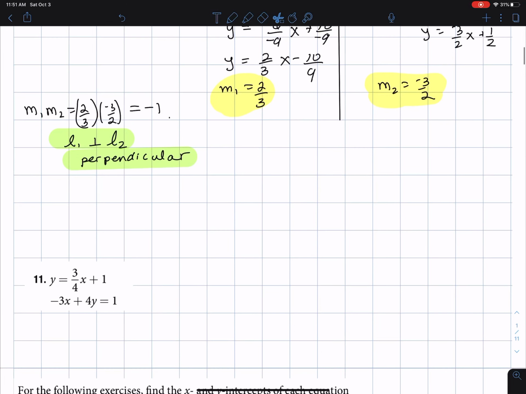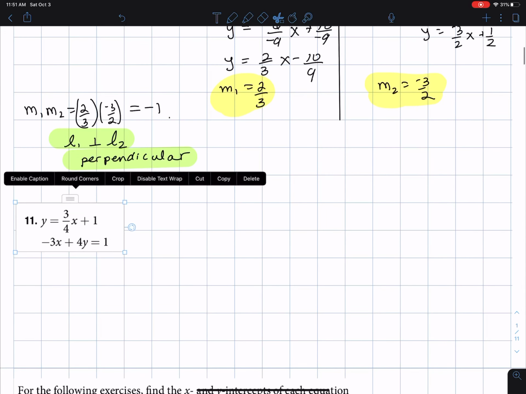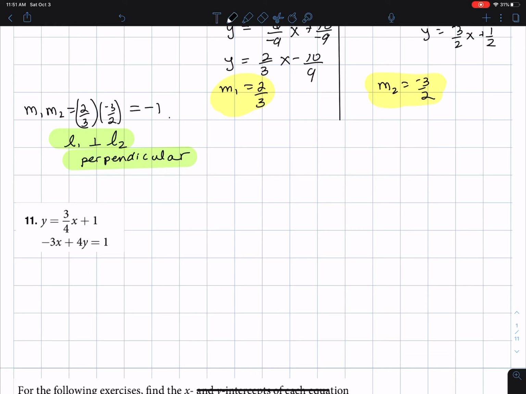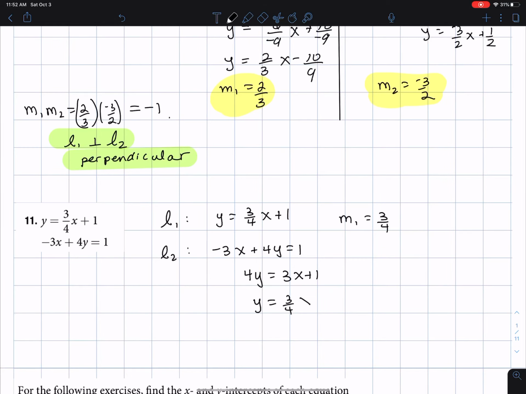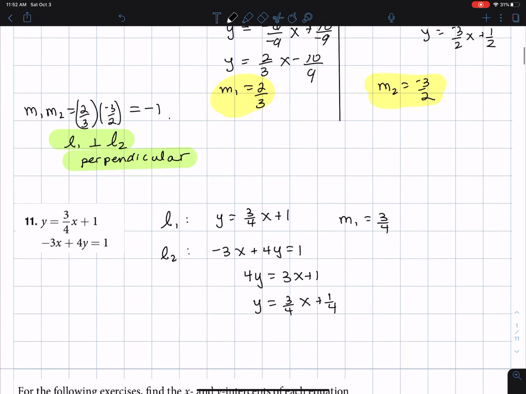Okay, now we'll move on to the next one here. The first one we already have is sort of good to go. L1 is y equals 3/4 x plus 1, so m1 is equal to 3/4. For L2, we have negative 3x plus 4y equals 1, which can be written as 4y equals 3x plus 1 by adding 3x to both sides. If I divide by 4, I get y equals 3/4 x plus 1/4. So what I take away from that is that m2 is 3/4.